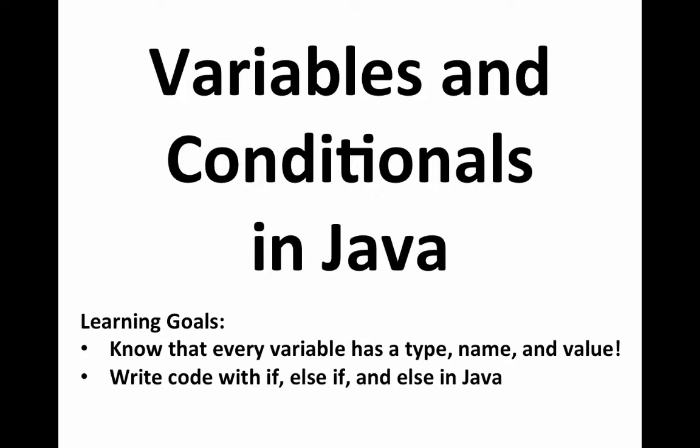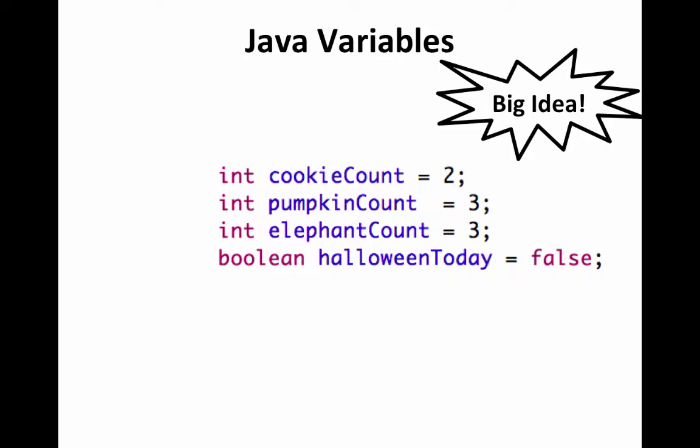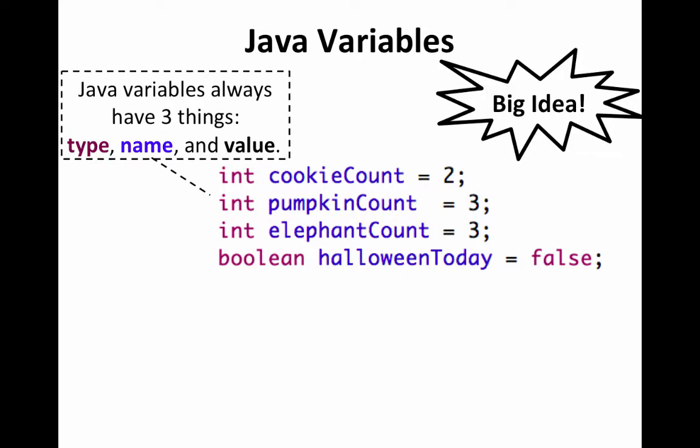Okay, here's a brief intro to variables and conditionals in Java. The most important thing about Java, and actually a lot of programming languages, is recognizing that every variable has a name, type, and value. So here, cookie count is the name of a variable, the type is int or integer, and its value is 2.